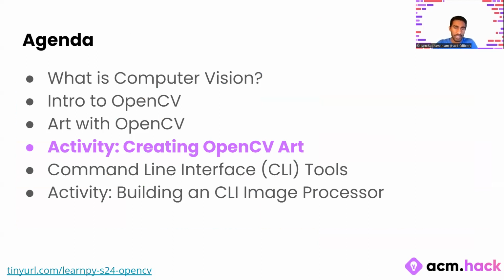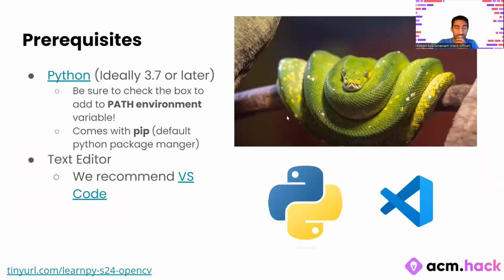Okay, so let's go ahead and actually write some code now. Right, we've been talking for half an hour or so. So what will you need? As Hannah and Sneha mentioned at the top of this, you will need Python. Ideally, it's 3.7 or later. I believe that's the earliest version that OpenCV supports. Make sure that when you're installing it, you check the box to add it to your path environment variable. If you haven't done that, you're probably gonna have to do it manually. And then it should come with pip, which is the default Python package manager. And that's just what we'll be using to install OpenCV.